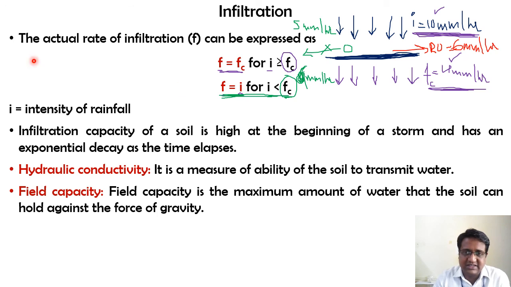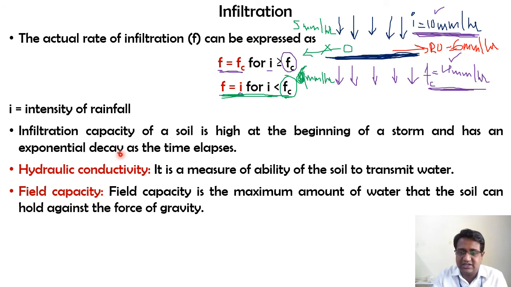Now, infiltration capacity of a soil is high at the beginning of the storm and has an exponential decay as time elapses. So what I explained in the previous slide with a few numericals is the same concept. The curve that this exponential decay describes is what we call the infiltration curve. We are going to study that infiltration curve in the coming slides.